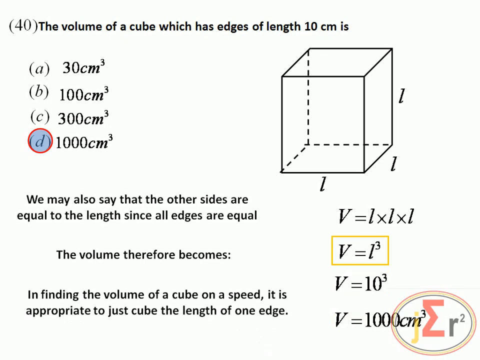In finding the volume of a cube on a speed, it is appropriate to just cube the length of one edge. So if we have a cube and we need to find its volume, cube the length of one edge and we are done.